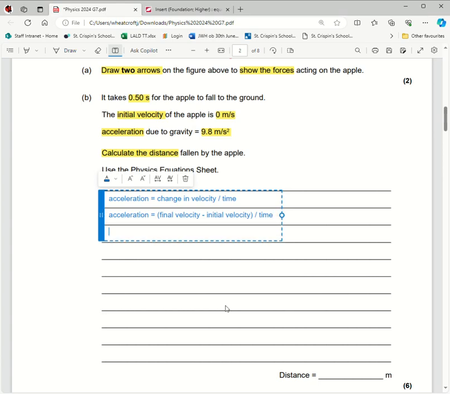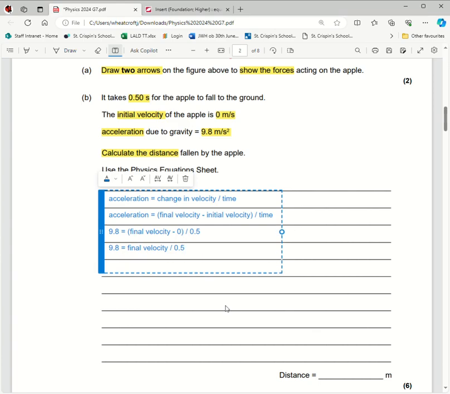So now I can start to put some of the numbers in. So my acceleration that's given to us is 9.8 meters per second squared. Our final velocity is unknown, so I'm just going to type in final velocity. Our initial velocity is 0, and our time is 0.5 seconds. So, continuing to work this out, 9.8 is equal to, well, final velocity minus 0 is just final velocity. And then divided by 0.5 to therefore finish working out this equation.